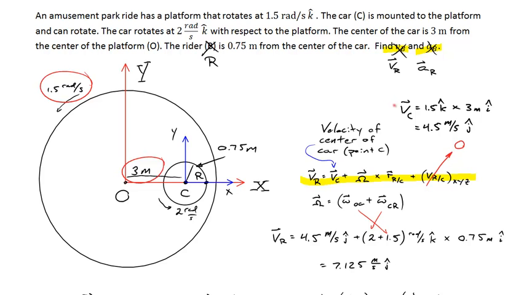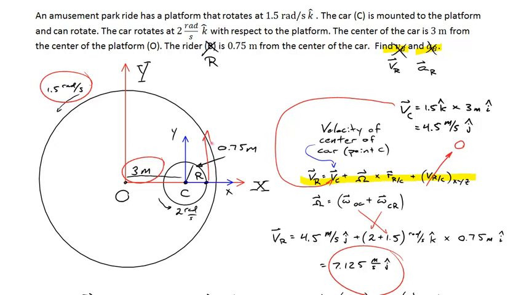So we plug the velocity of the car in for this term, and what we come up with, the velocity of the rider is equal to 4.5 meters per second in the j hat direction, plus this capital letter omega, 3.5 radians per second. It's the rate at which these blue axes are rotating counterclockwise in the k hat direction, and we'll cross that with the position of r relative to c. So the position of r is just 0.75 meters to the right of c, or 0.75 meters in the i hat direction. Work through the cross product, add everything up, and we come up with a velocity of the rider, the initial velocity of 7.125 meters per second in the vertical direction.